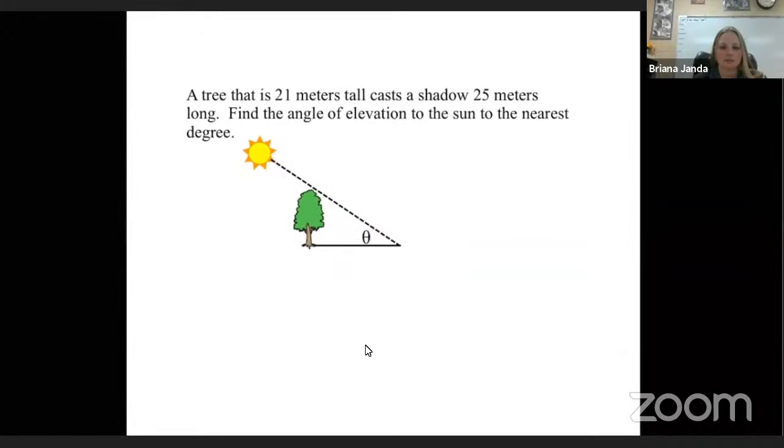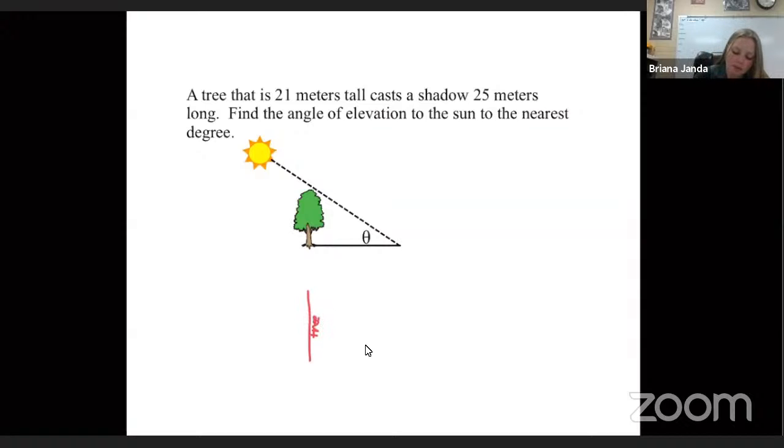It says, a tree that is 21 meters tall casts a shadow of 25 meters long. Find the angle of elevation to the sun to the nearest degree. Sometimes the drawing of this picture, which we nicely have a picture to look off of here, but sometimes drawing it is the hardest part. So label those things for yourself. If we didn't have a picture, you can draw in a tree or just draw a straight line and call it tree.